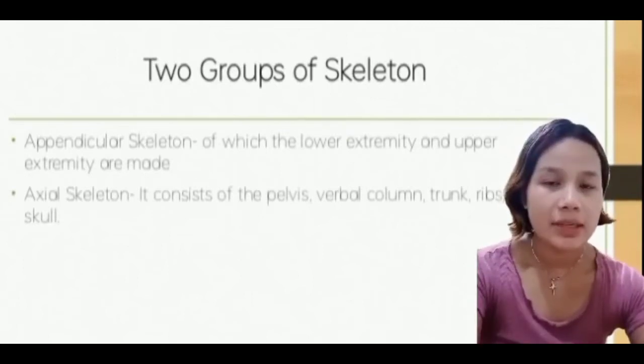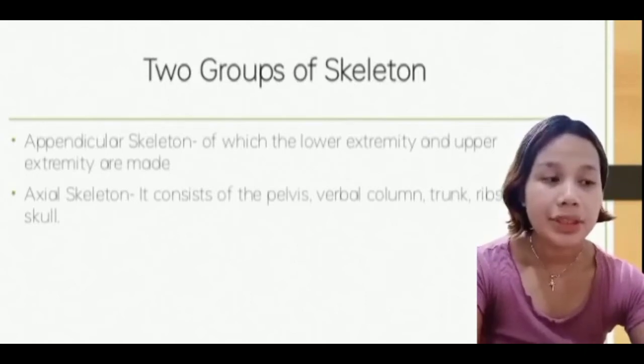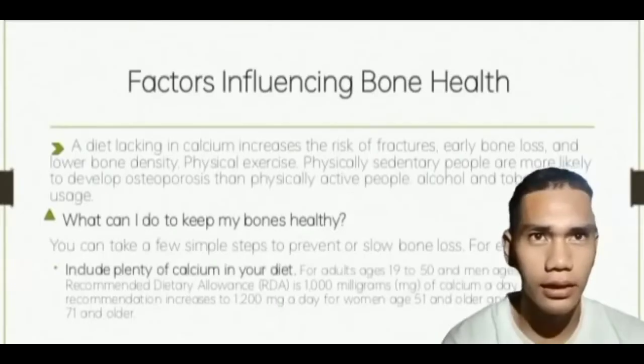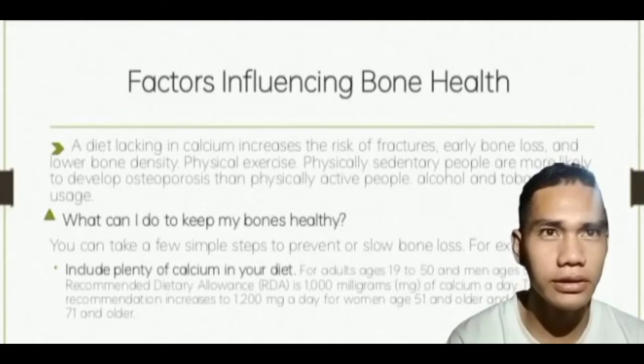The appendicular skeleton. What is the appendicular skeleton? The appendicular skeleton is comprised of the upper and lower extremities, which include the shoulder girdle and pelvis. The shoulder girdle and pelvis provide connection points between the appendicular skeleton and the axial skeleton to where mechanical loads transfer. Influencing bone health. Diet lacking in calcium increases the risk of fractures, early bone loss, and lower bone density.